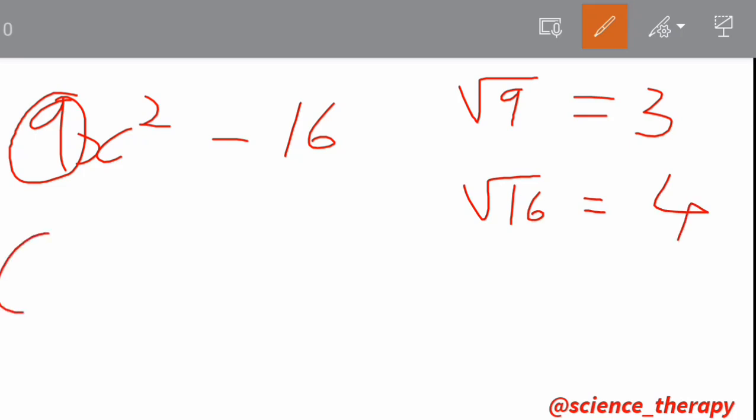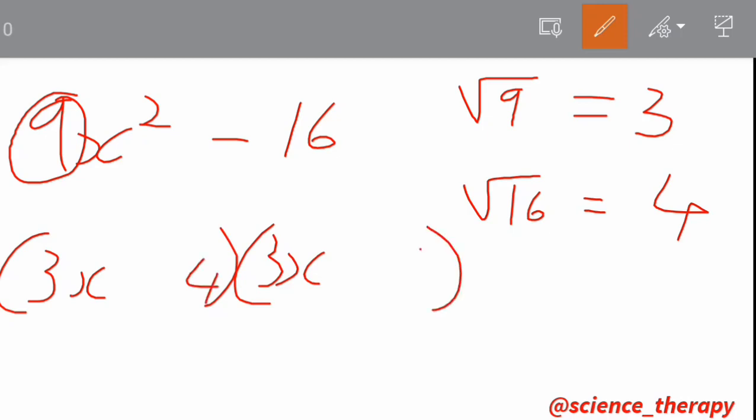Now this is how we're going to distribute. We have 3x, open another bracket, we have 3x. Then for this 16, we have 4 and 4. Now our signs, we can have a minus here, we can have a positive there. Nice one. Now that's it for difference of two squares.